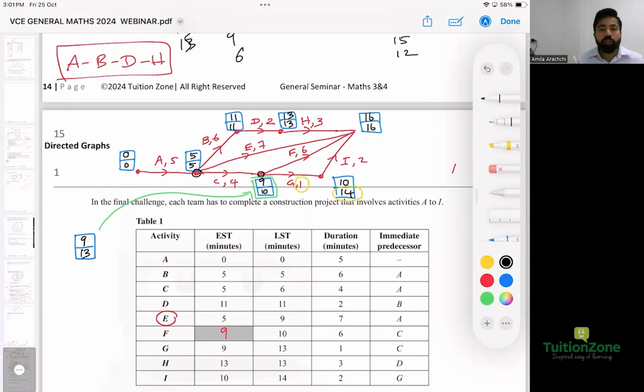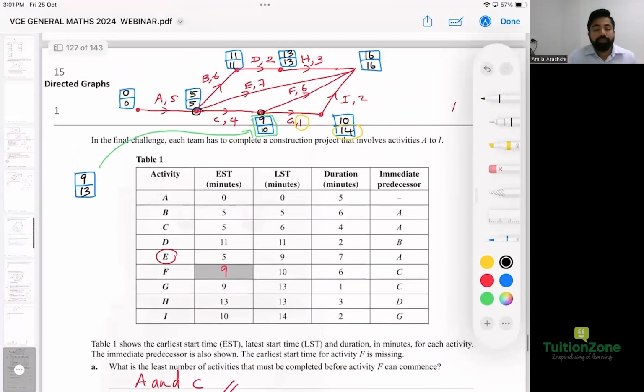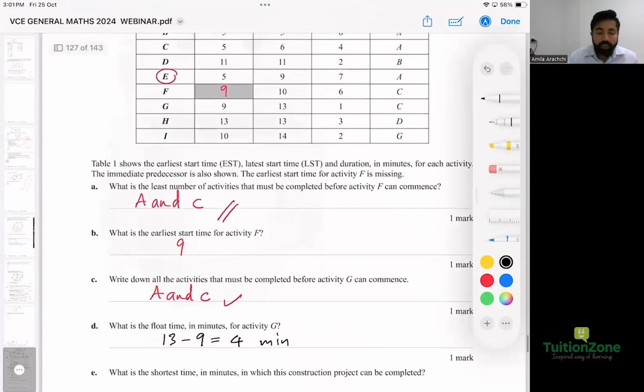So based on these two numbers, find the float. It's about the 9 and the 13. So what's the float then? 13, take away 9. The answer is 4 minutes. Is that clear, all of you? Because if they ask the individual float times, you should consider that particular point. Any questions with it? So the answer is 4 minutes.